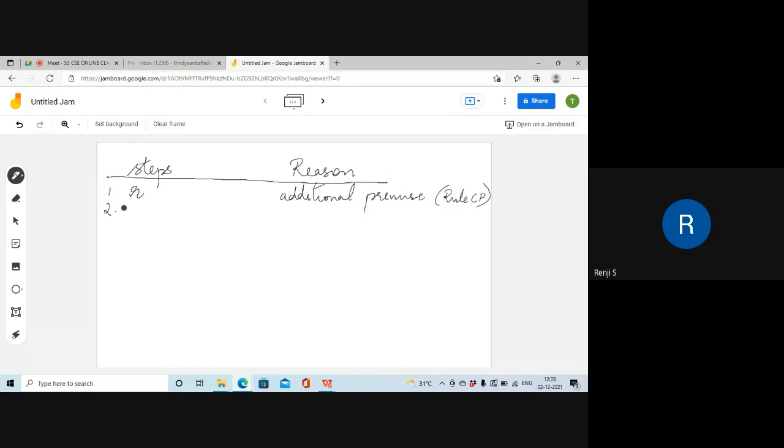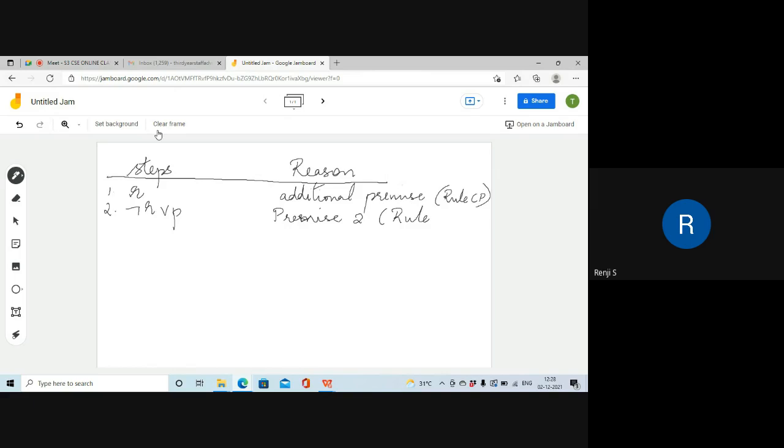Then the second step is I'm going to take premise 2, and premise 2 is not R or P. The reason is it is premise 2. So any premise can be taken in any step, and what is that rule? What do you call that rule?